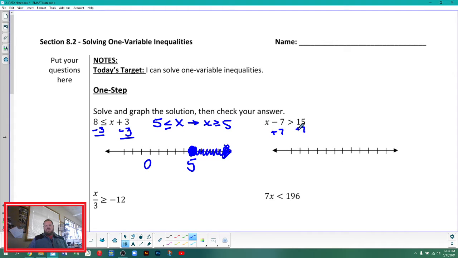On the next one, same process. Add 7 to both sides. We're going to get x is greater than 22. So all I need to know is let's put 0 there, and if you want to come up with a good layout, you can count out and make some scale that gets you to 22. For this one, since it's just greater than, it's going to be an open circle on 22 and shaded to the right.